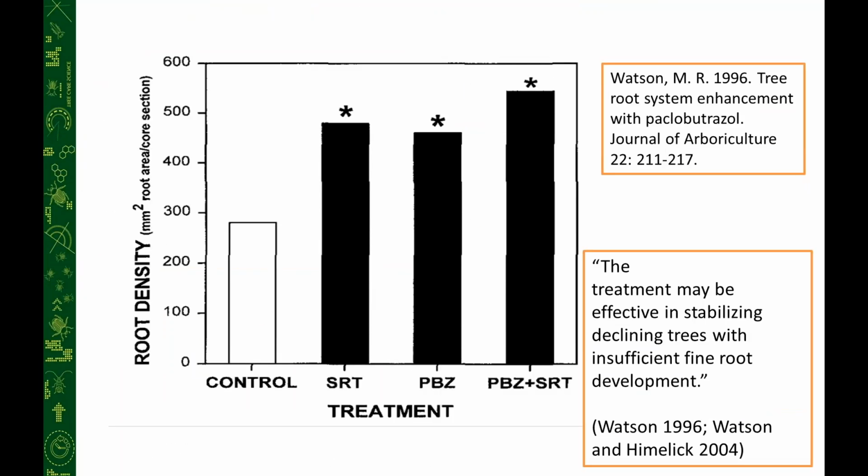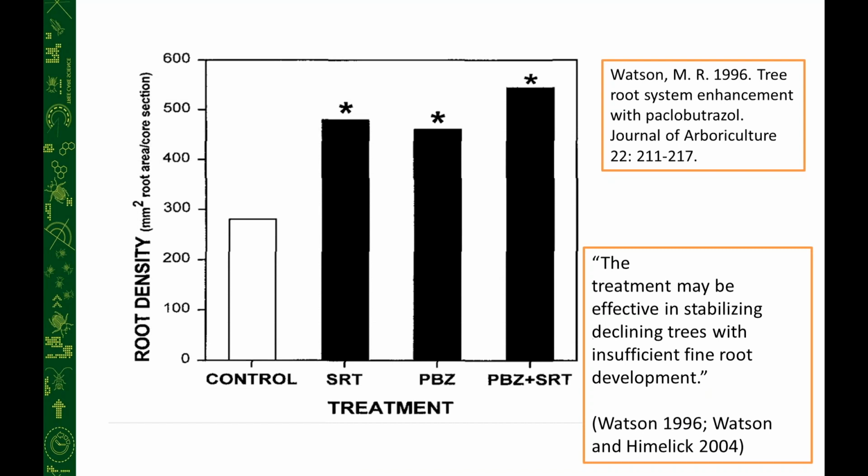And then finally, we can see that by using paclobutrazol, which is the active ingredient in Cambistat, we're getting similar results in fine root growth when we compare this to radial trenching, which I'm sure most of you are familiar with, where you're affecting areas of soil around a tree and encouraging fine roots to grow in those areas. And we're getting similar results to when we combine the two. And this is a direct quote from Dr. Watson's research, which was then replicated, started in '96 and then replicated in '04. And it says this treatment may be effective in stabilizing declining trees with insufficient fine root development.